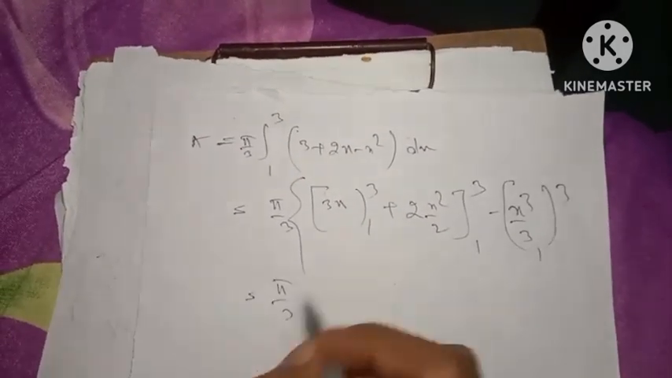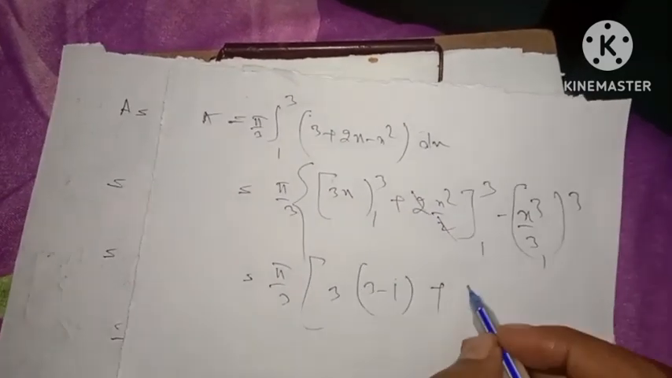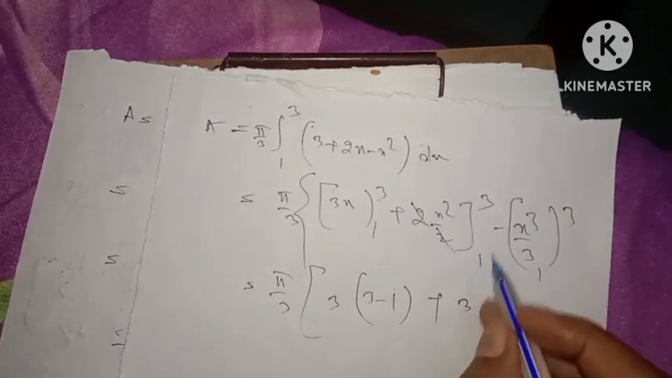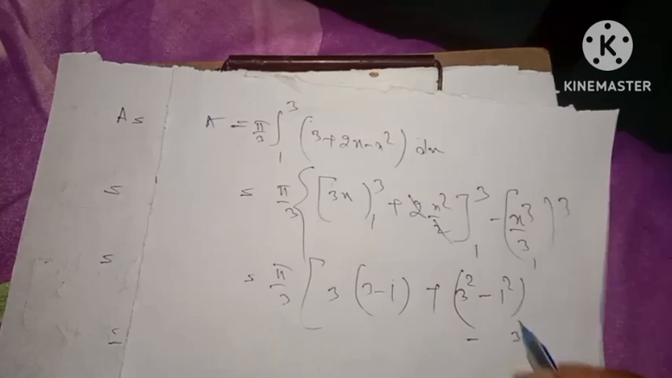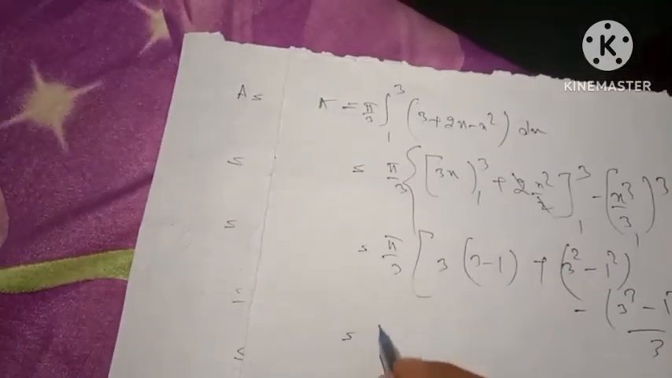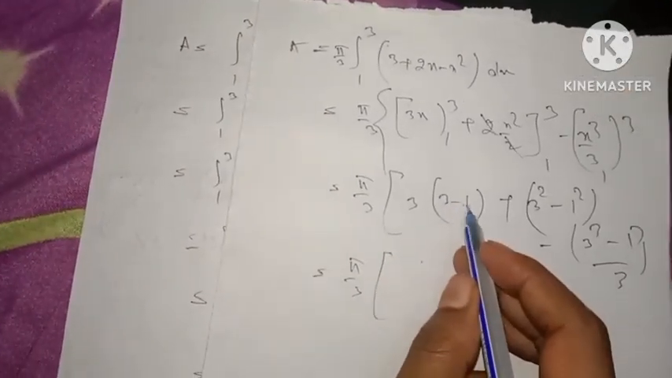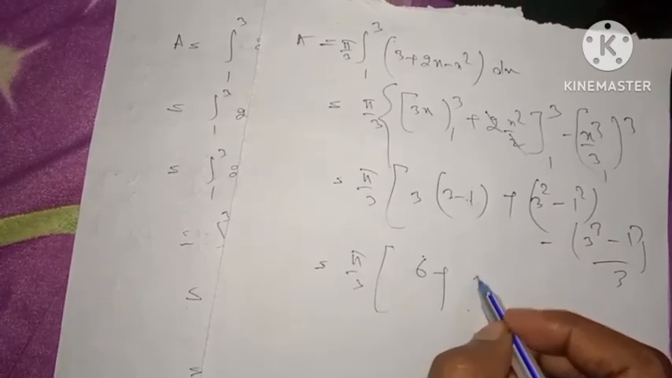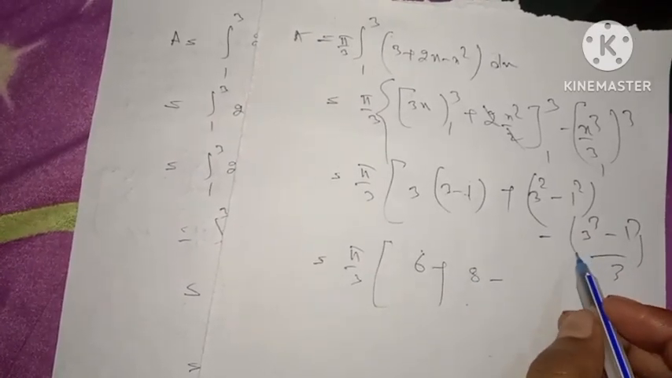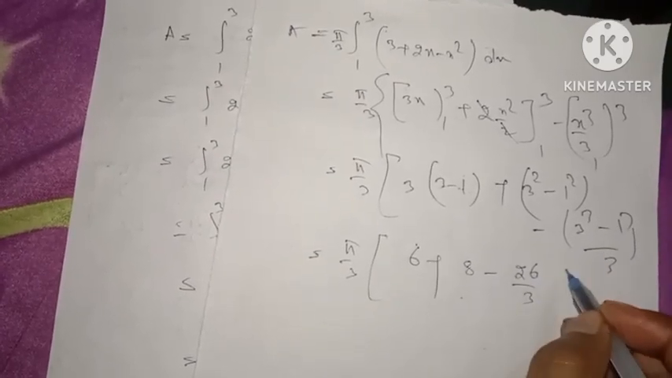So this is pi by 3 and 3 into 3 minus 1, upper limit minus lower limit, the 2 cancels and x will be 3 square minus 1 square, and minus 3 cube minus 1 cube over 3. This is the answer. Pi by 3, this is 3 minus 1 is 2, 2 into 3 is 6, plus 3 square 9, 9 minus 1 is 8, minus 3 cube 27, 27 minus 1, 26 by 3.